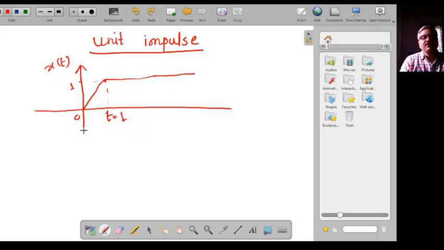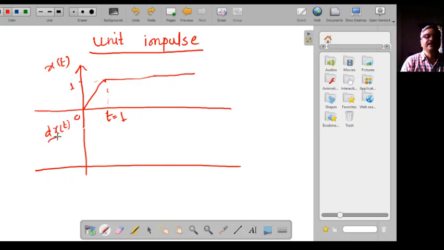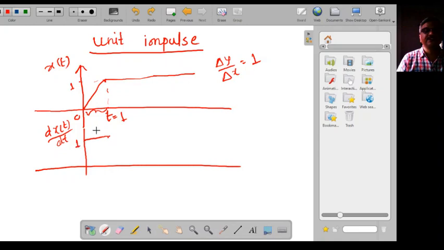Now suppose we take the derivative of this signal, dx(t) by dt. Here the slope of the line is 1, because we move on the x-axis from 0 to 1, and in the same time the amplitude changes from 0 to 1. So the slope of this line, from 0 to 1, is equal to 1. The slope of a line is nothing but the derivative, or differentiation. So when we differentiate this portion, we get a constant, amplitude equal to 1. But from 1 onwards the magnitude remains the same, so if we differentiate this, it becomes 0. At this point it goes to 0 and then remains 0.